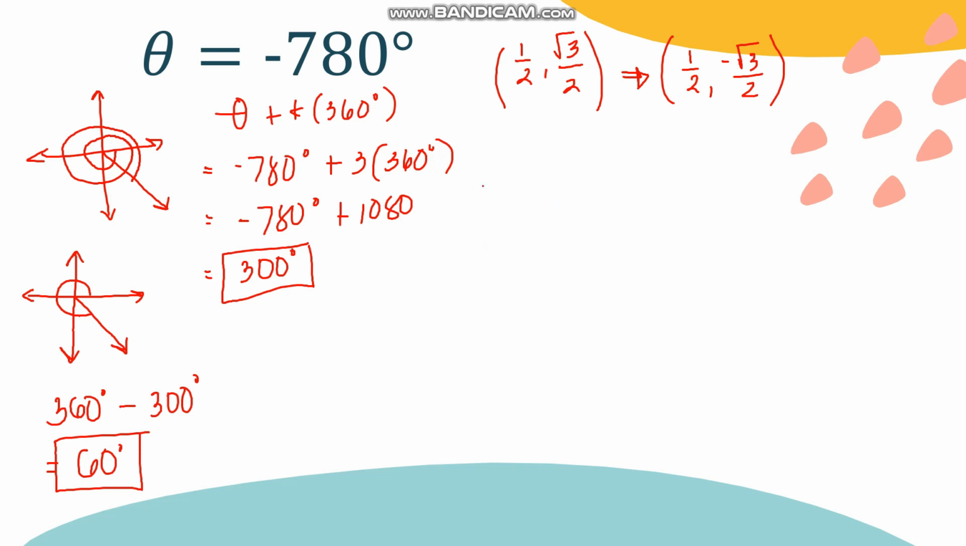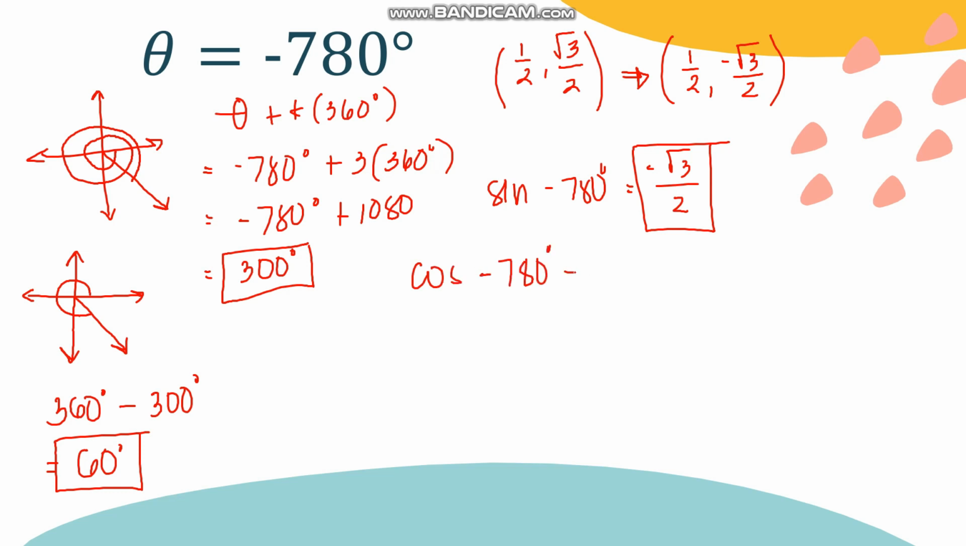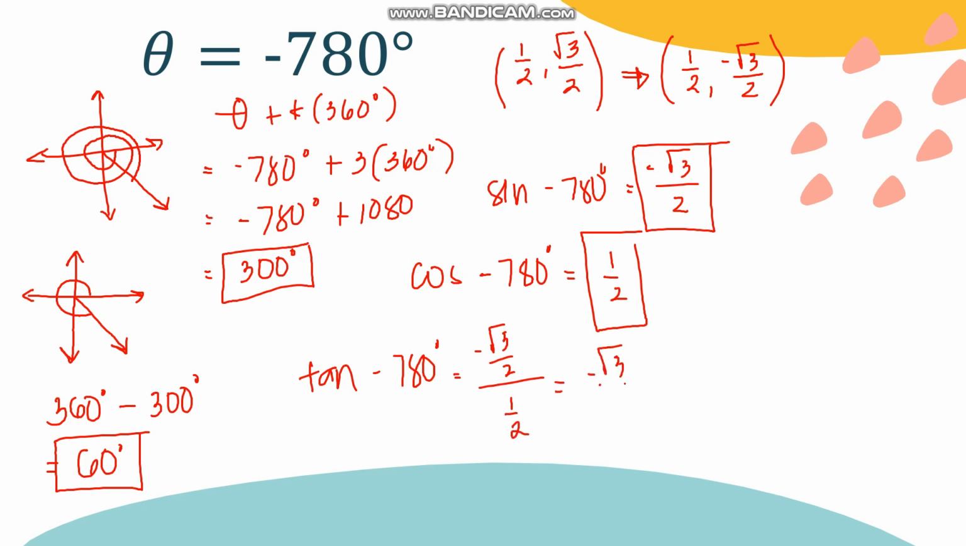So for the sine of negative 780 degrees, this is just the y-coordinate. So this is negative square root of 3 over 2. For the cosine, this is the x-coordinate, so we have 1/2. For the tangent of negative 780 degrees, y over x, so negative square root of 3 over 2 over 1/2. Then simplify: negative square root of 3 over 2 times 2. The 2s will cancel. We'll get negative square root of 3.